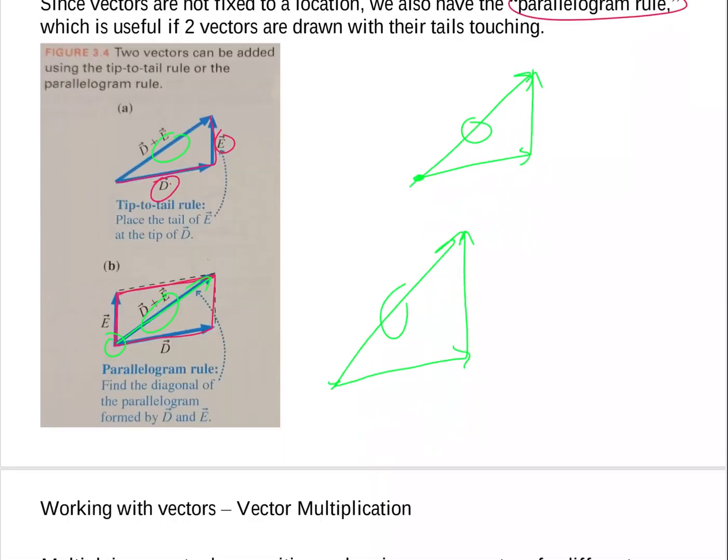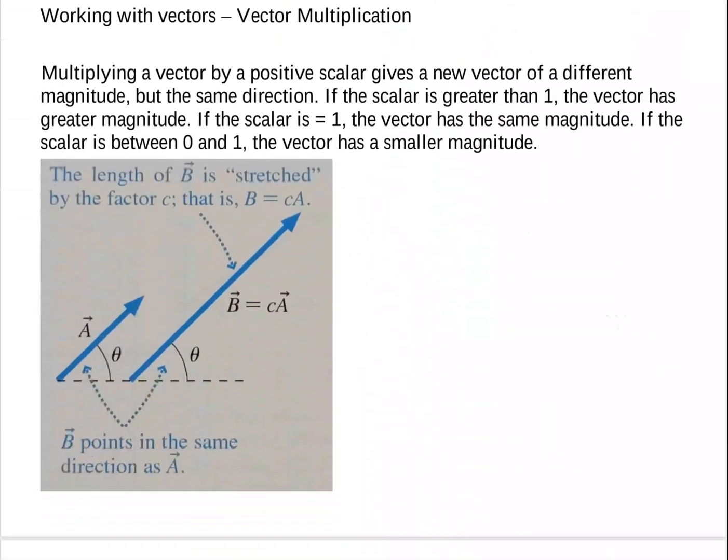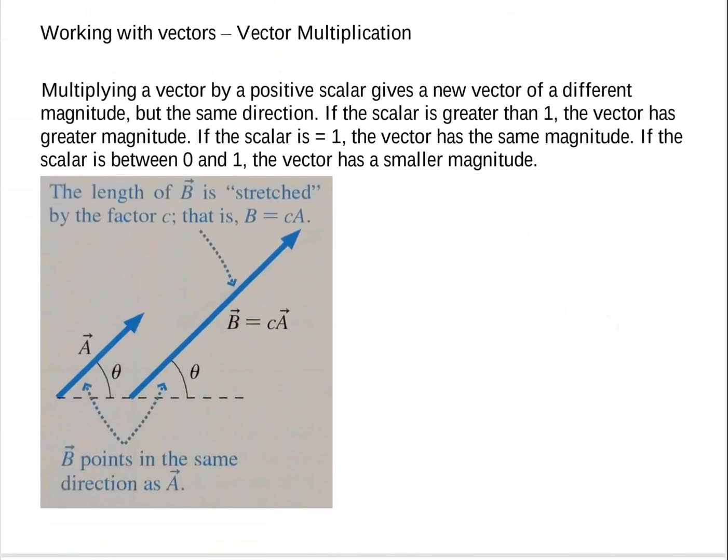All right, so let's move on. Working with vectors and doing vector multiplication. So multiplying a vector by a positive scalar gives you a new vector with a different magnitude, but the direction has not changed, as long as it's a positive scalar. If it's a negative scalar, then the vector reverses direction. So, positive scalar, the direction stays the same, and I have changed the magnitude.